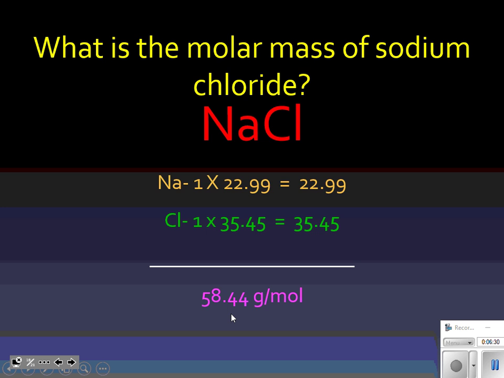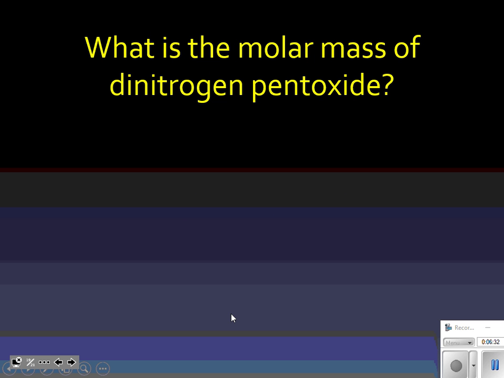58.44 grams. What is the molar mass of dinitrogen pentoxide? Dinitrogen pentoxide. But once again, we have to be able to write the formula. I see prefixes. So I'm dealing with a binary molecular compound.